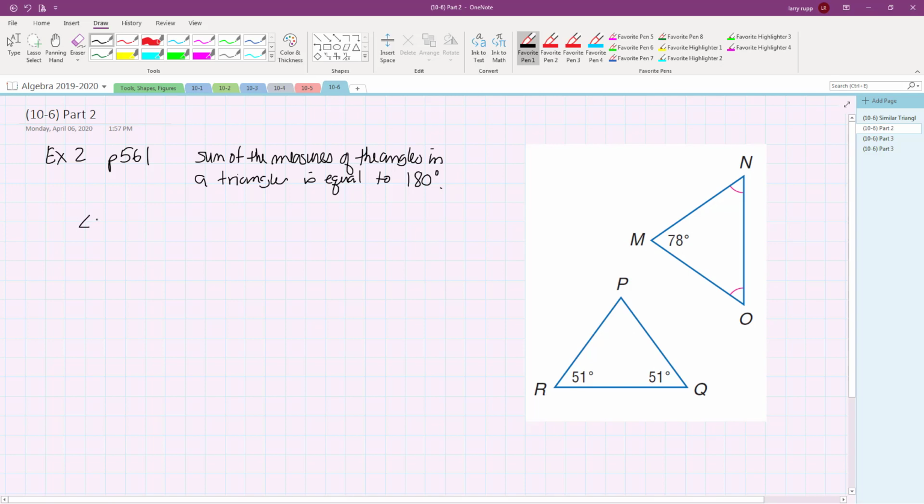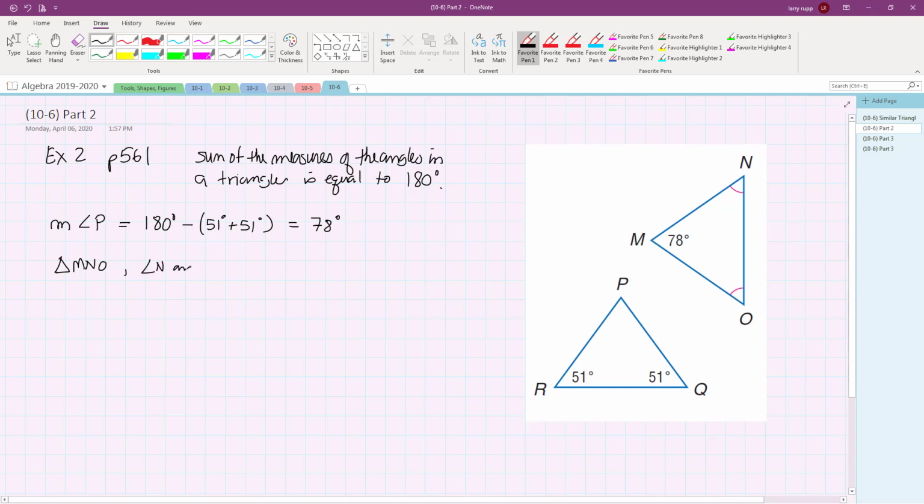Well, angle P, all right, the measure, and a little m in front of the angle P means the measure of angle P, all right, is going to be 180 degrees minus 51 plus 51. Both of these are little degrees, all right? Or it's going to be 78 degrees. That's angle P.